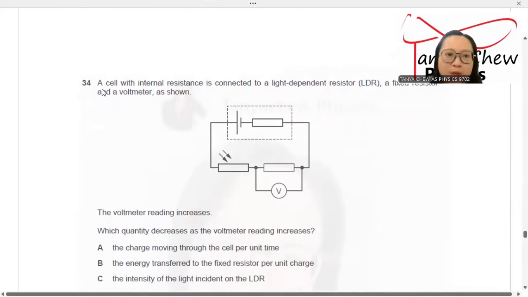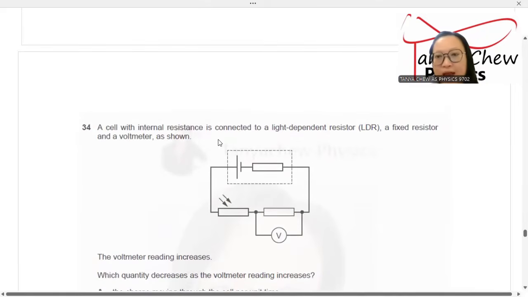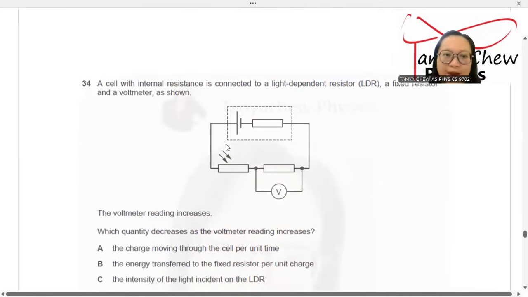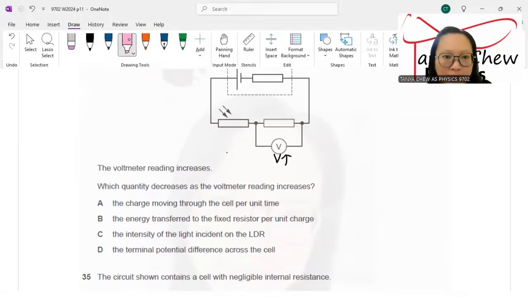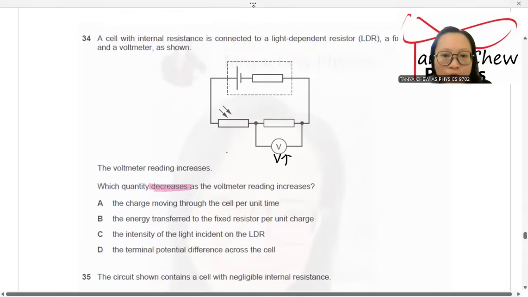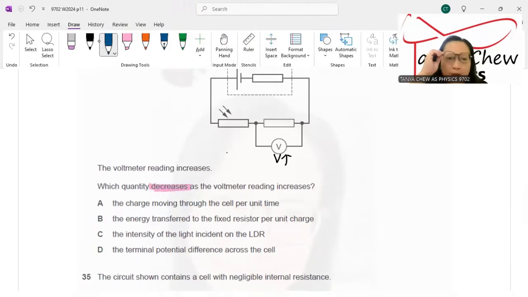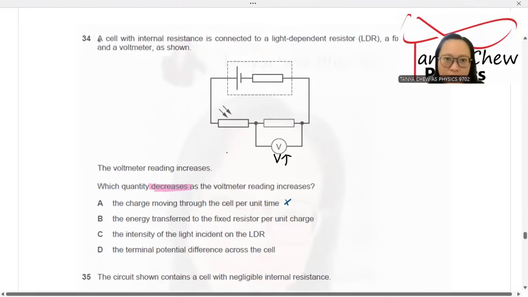Number 34. A cell with internal resistance is connected to a light-dependent resistor, LDR, a fixed resistor, and a voltmeter as shown. Voltmeter reading increases. Which quantity decreases as the voltmeter reading increases? Now, the charge moving through the cell per unit time, the current. So the current is not decreasing.